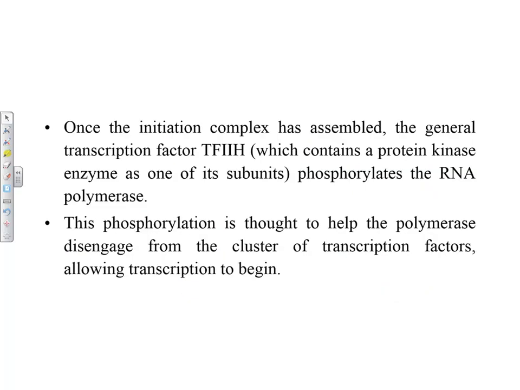So once the initiation complex has assembled, the general transcription factor TFIIH, which contains a protein kinase enzyme as one of its subunits, will phosphorylate the RNA polymerase. And this phosphorylation is thought to help the polymerase. And again, I'm saying this is thought to because nobody knows exactly for sure. If they would have said for sure that it helps the polymerase, they wouldn't say it is thought to help the polymerase. All right. So it disengages from the cluster of transcription factors, allowing transcription to begin.